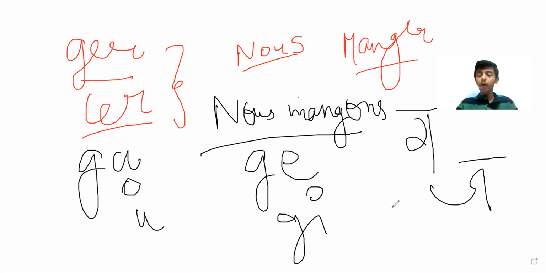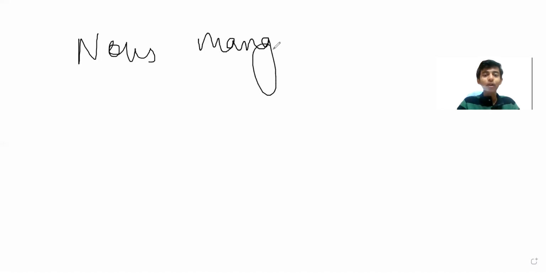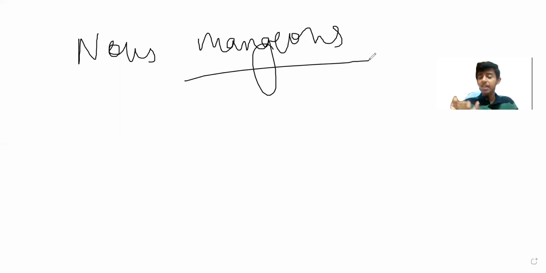The thing we want is the sound of j in the case of nous. But after G we have o, which will give us the sound of g. So to avoid that, what do we do? We just add an e to mangons, which becomes mangeons. If we do not add e, it becomes mangons. This is very, very important. We add e to give the sound of j here.